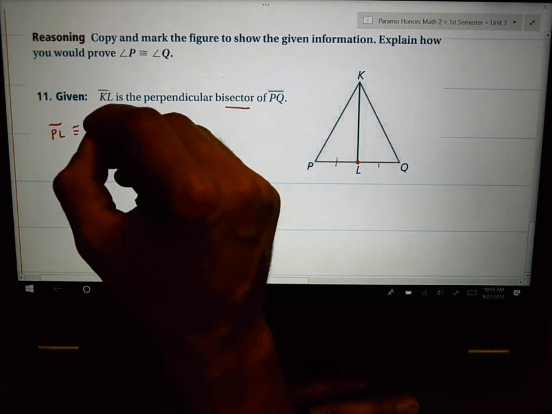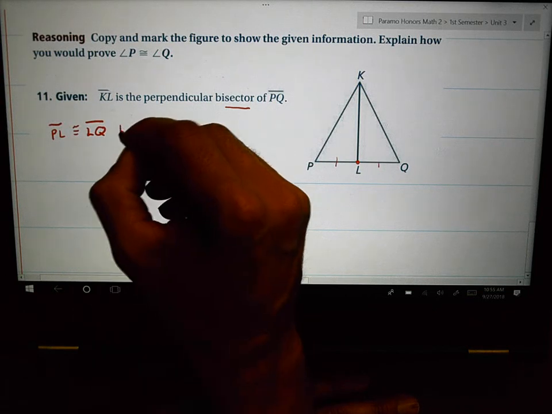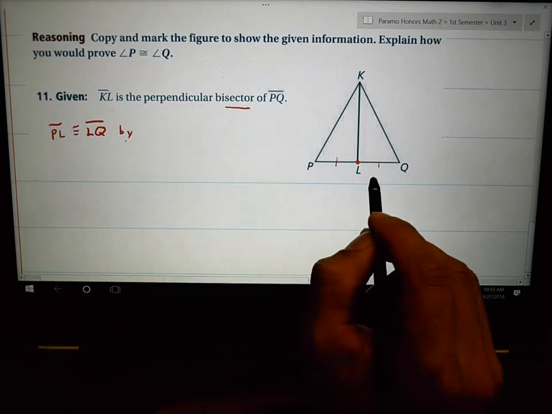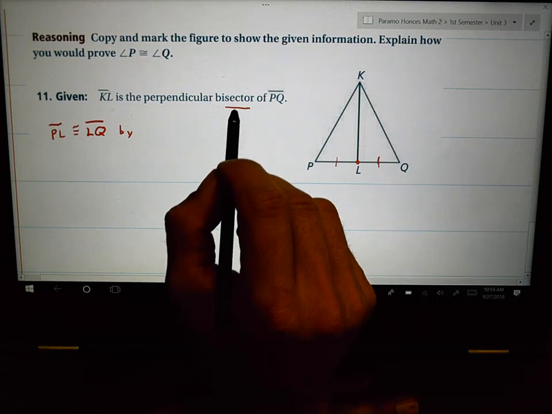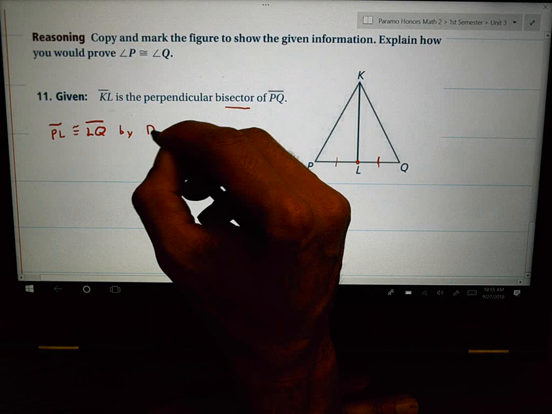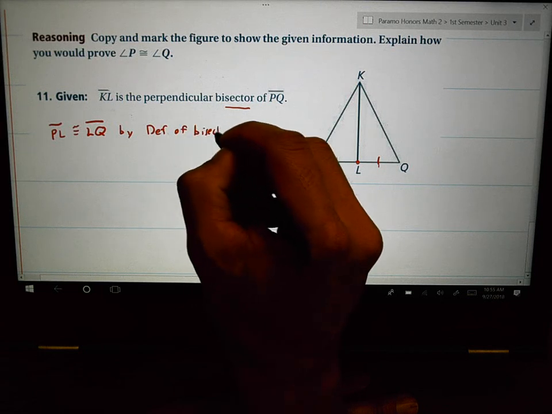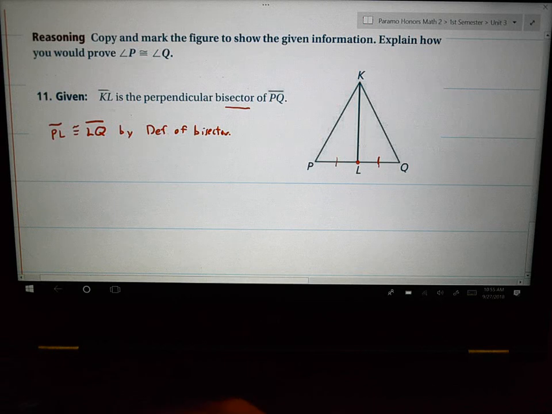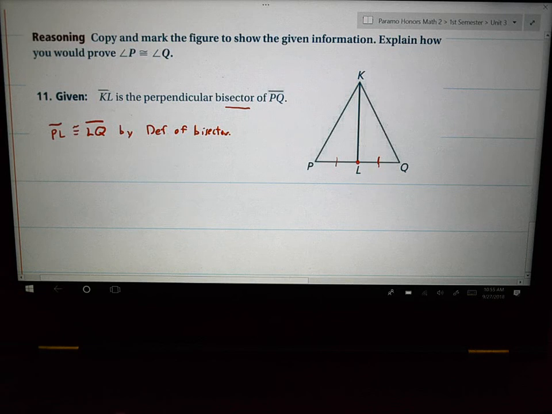Segment LQ, Mr. Paramo. Thank you. By? How come PL is congruent to LQ? It's because of this word. I'm using the definition of the word bisector. A bisector goes through something's midpoint. Because it goes through the midpoint, these two pieces have to be congruent to each other.